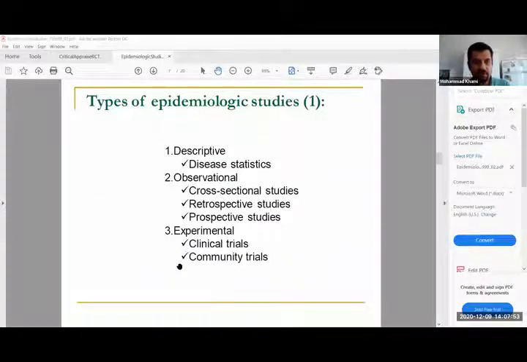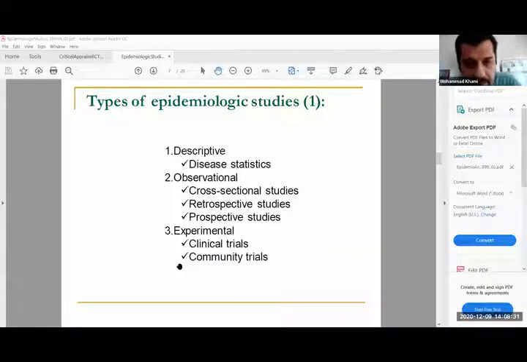Then, if we come to the types and a kind of classification of epidemiologic studies, this is one classification, and I have another one in the next slide. So this shows that there are various classifications of epidemiologic studies. In this classification, you can see that we can classify epidemiological studies into three main categories: descriptive, observational, and experimental studies.